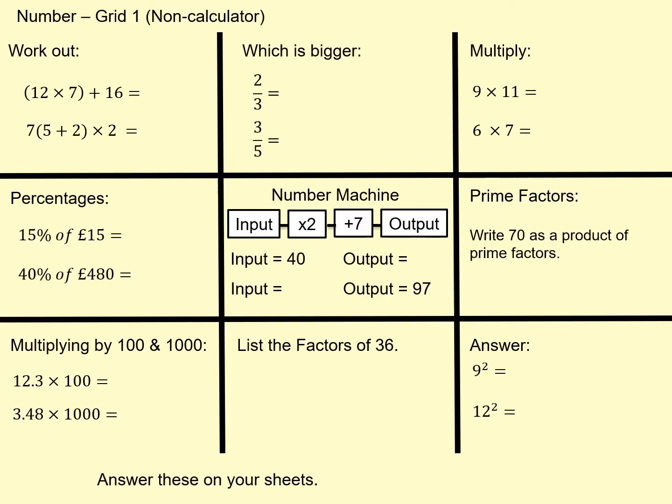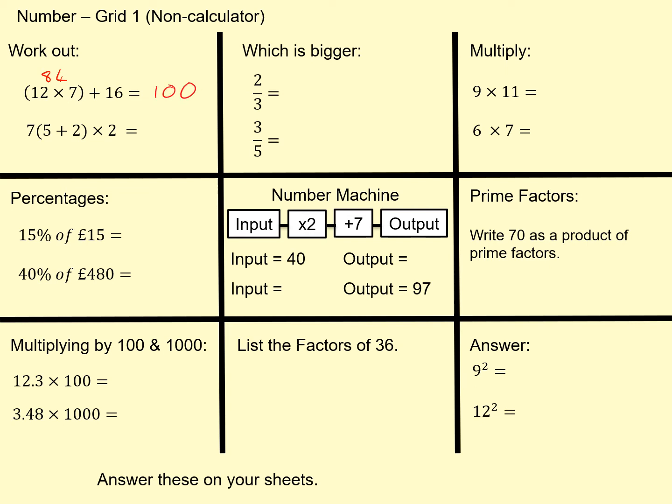Pause now. Okay, so looking at the starter questions there. Work out, then it's got in brackets 12 times 7 plus 16. So remembering back to BidMaths, we did the thing with brackets first. So 12 times 7 is 84. And we add on the 16, gets us 100.